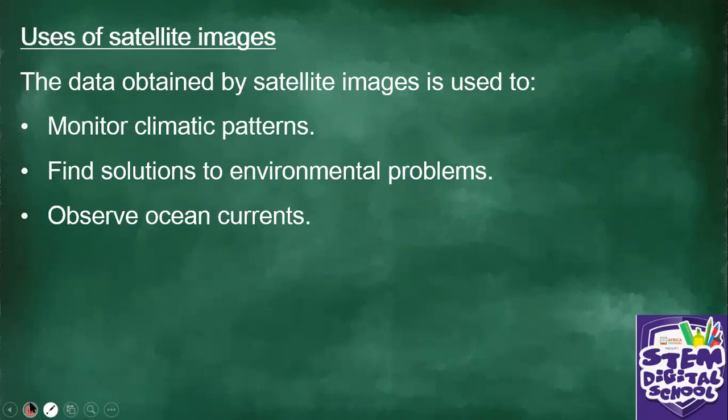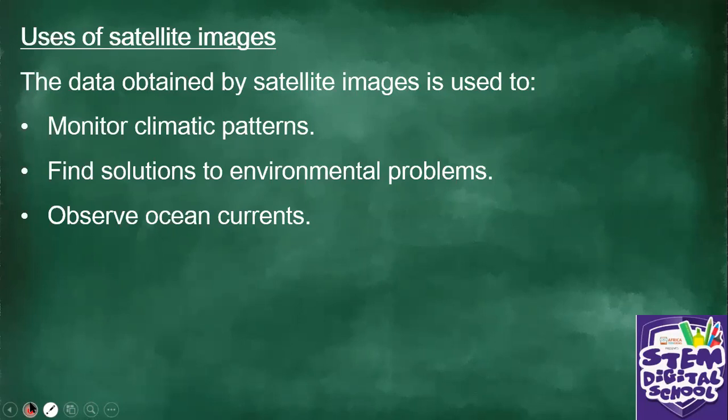So what are the uses of satellite images? The data obtained by satellite images is used to monitor climatic patterns. So that's why now we know that this area is for this climate. We learn it in geography. It's because of the information that was collected, or that is being collected, from satellite images.